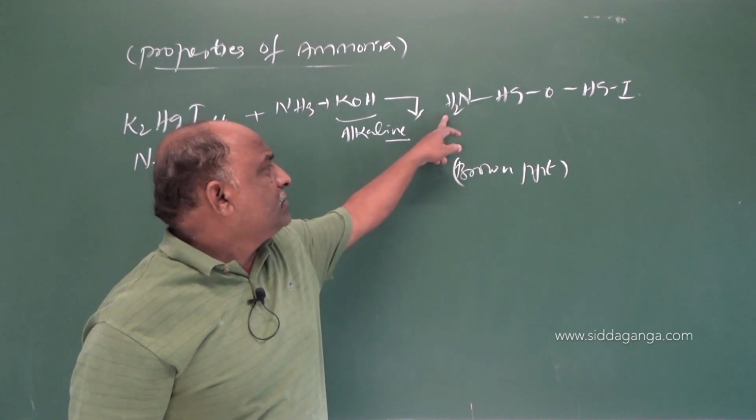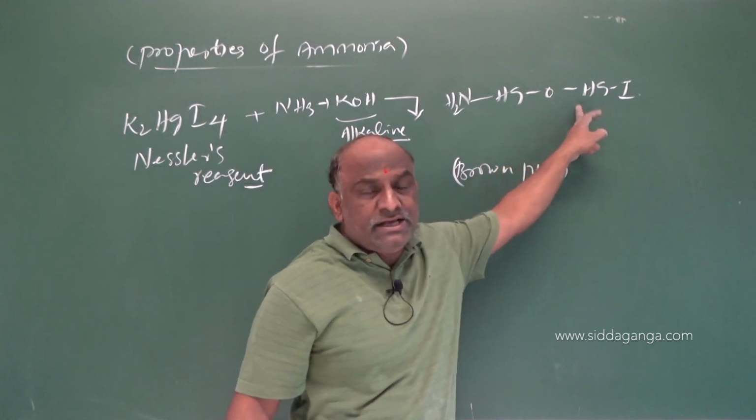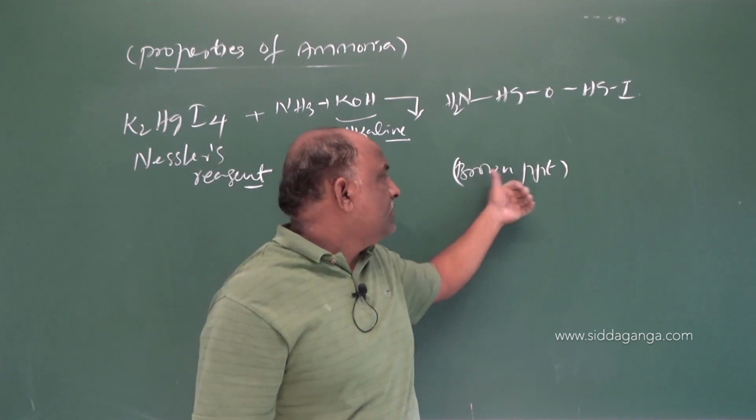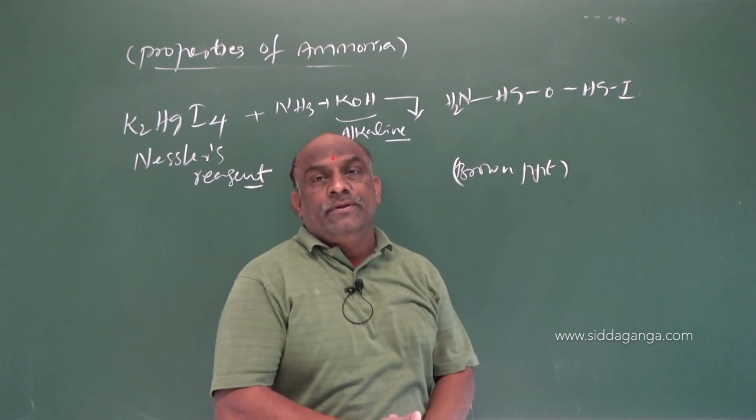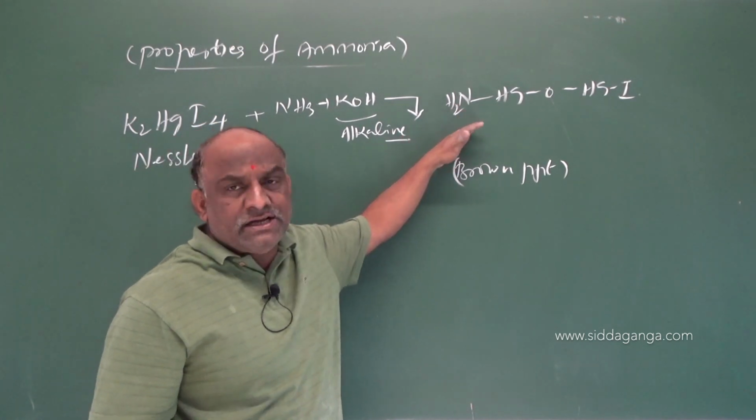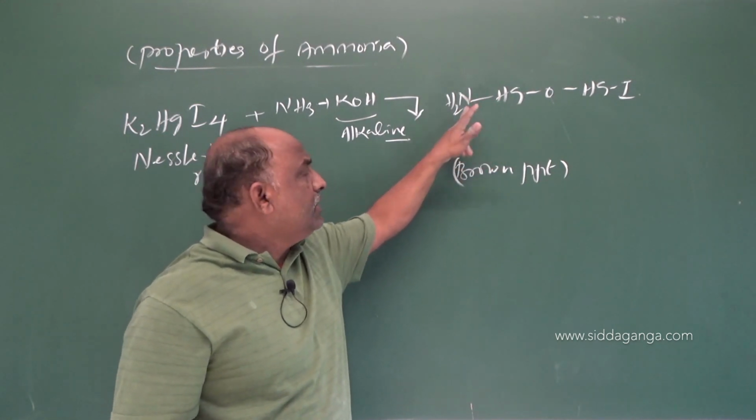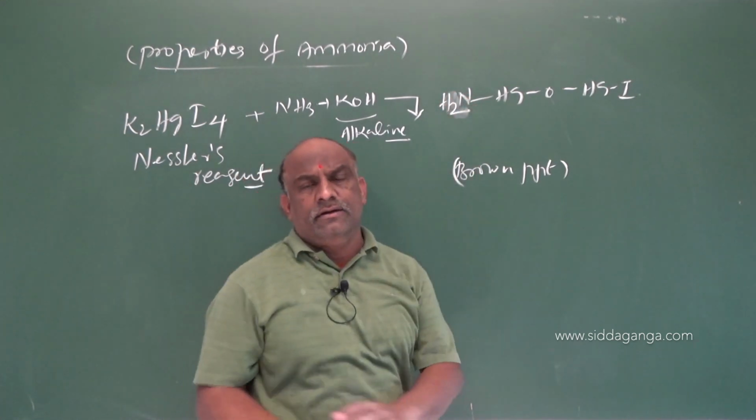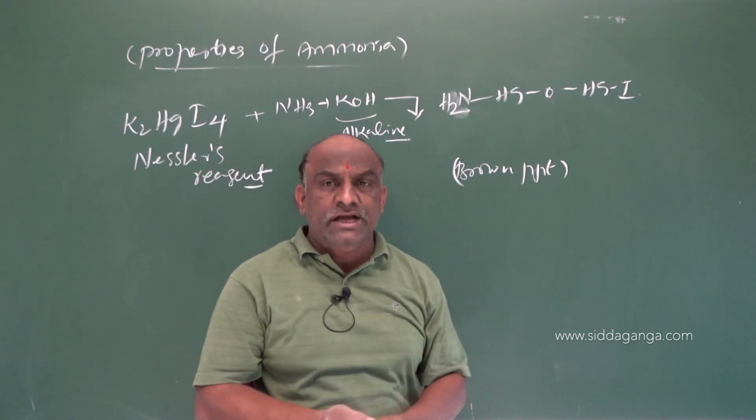It is NH2HgOHgI. NH2HgOHgI is the formula of the brown color precipitation. We will get NH2HgOHgI, and this is a base we consider, Millon's base. So this is the iodide of Millon's base. This is only for JEE and NEET point of view questions, so give special concentration to this reaction.